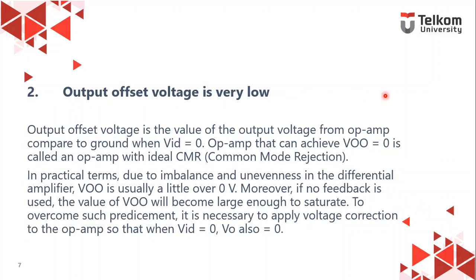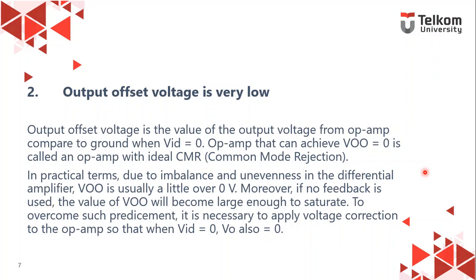Second, output offset voltage is very low. Output offset voltage is the value of the output voltage from op-amp compared to ground when VID equals to 0. Op-amp that can achieve output offset voltage or VOO equals to 0 is called an op-amp with ideal CMR or common mode rejection. In practical terms, due to imbalance and unevenness in the differential amplifier, VOO is usually a little over 0 volt.